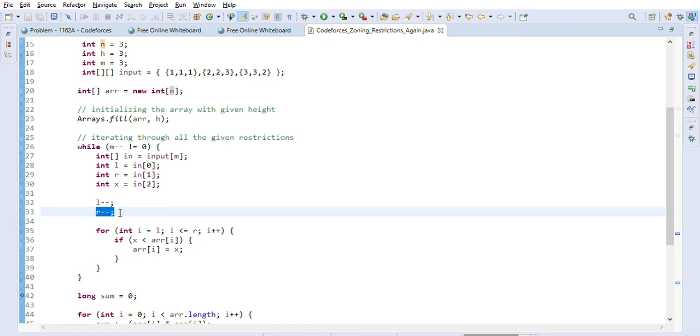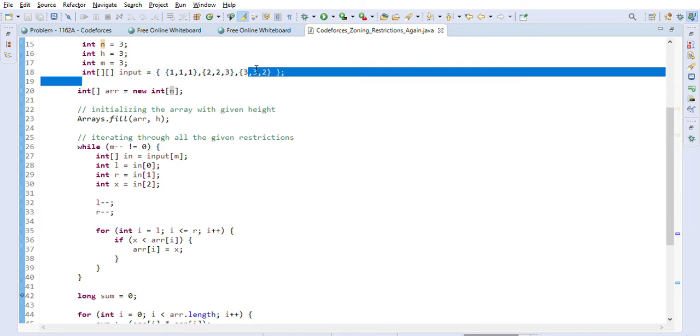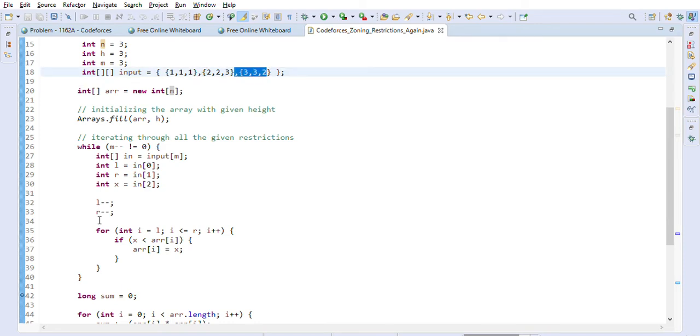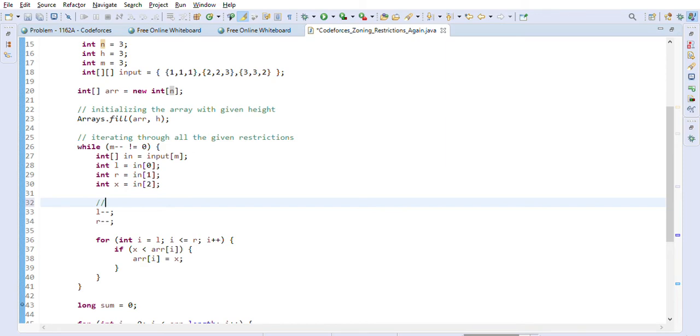So why are we doing L minus minus and R minus minus? Because the heights are given in one-based index, right? We want a zero-based index. That's why we are subtracting one from left and right. So this is basically a zero-based index, and that's what we are doing here.